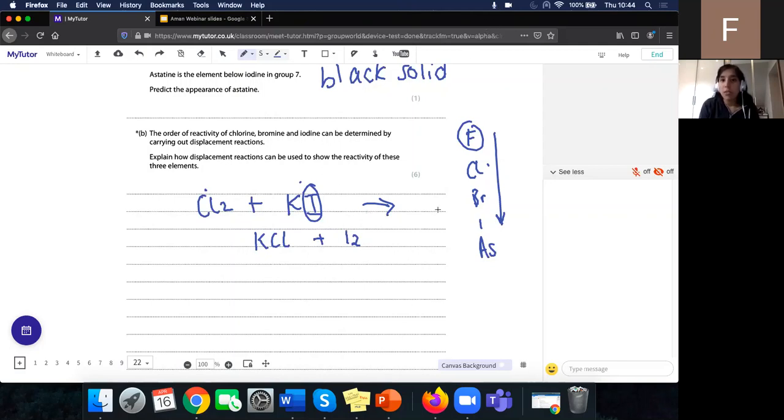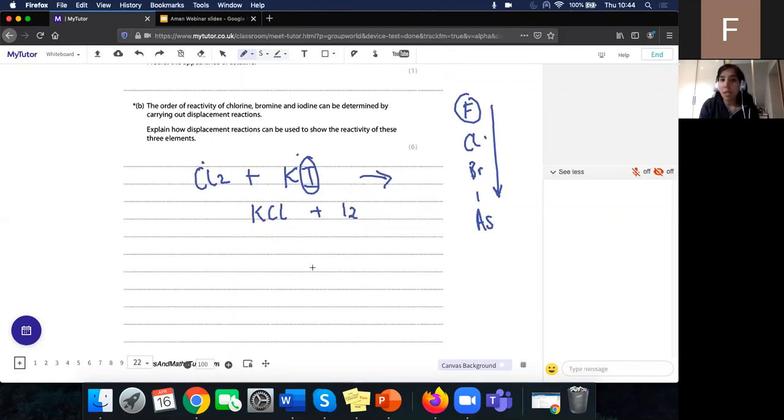So the way to answer it is to talk about chlorine displacing iodine, therefore chlorine is more reactive than iodine. And then you need to do bromine and iodine to show bromine is more reactive than iodine. And you need to do chlorine and bromine to show chlorine is more reactive than bromine. So you need to do 3 equations there to show that chlorine is more reactive than bromine and bromine is more reactive than iodine. Okay, well done for everyone that answered that.